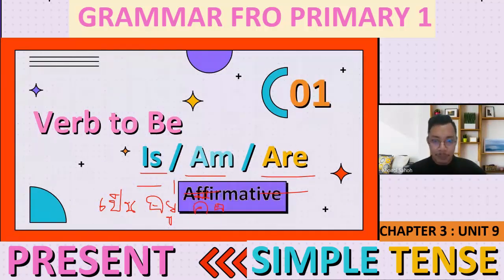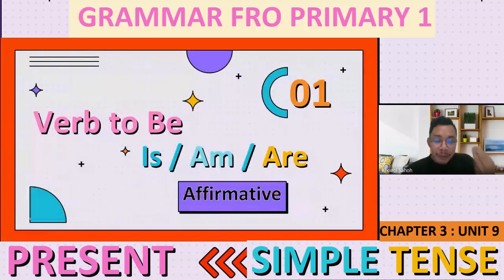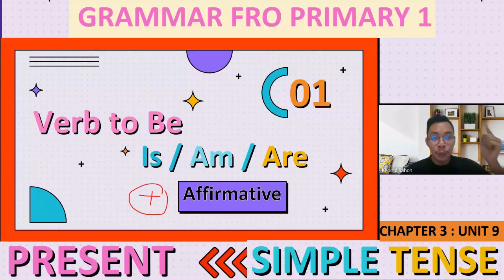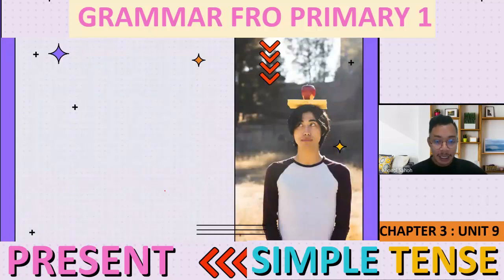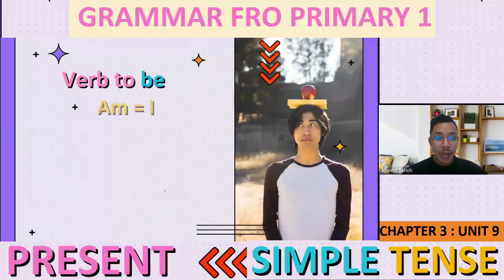Let's see some examples here. Affirmative, you know affirmative sentence. An affirmative sentence is a statement that you tell someone. Affirmative in Thai means prayog bok lao. When I talk about affirmative, I want you to have an idea that I am talking about prayog bok lao, affirmative.